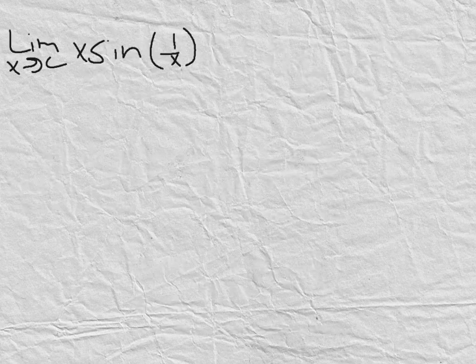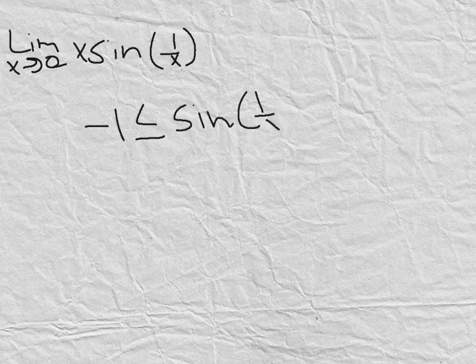So let's evaluate the limit as x approaches 0 of x sine of 1 over x. To start off, we know that the sine function, its asymptotes, you could say, never go above or below 1 or negative 1. So you can start your inequality as negative 1 less than or equal to sine of the argument, which is 1 over x, which is less than or equal to 1.